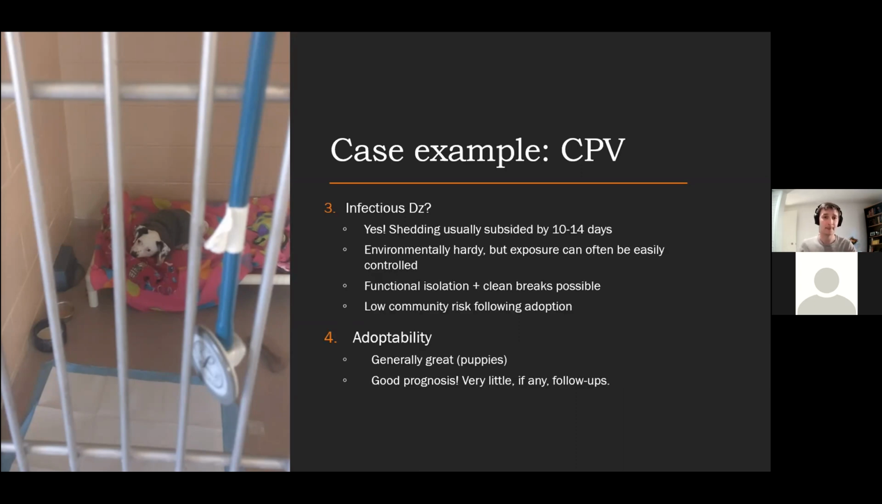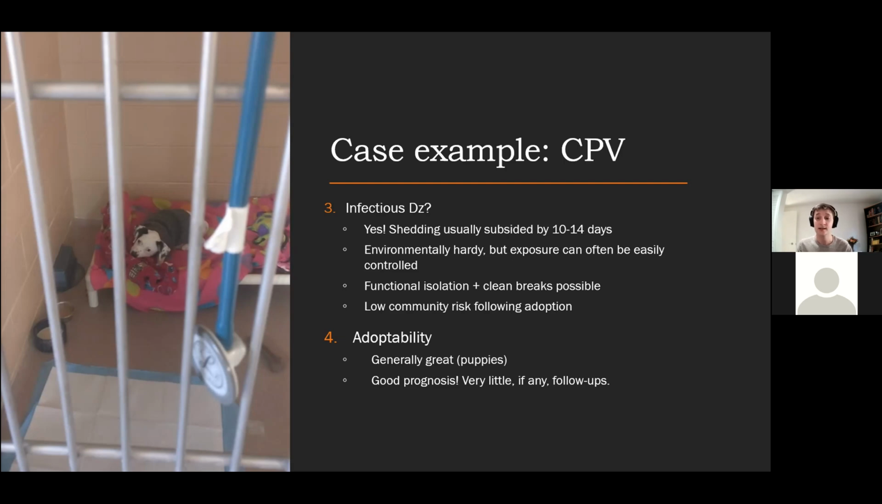Is it an infectious disease? Well, absolutely it is. And like we discussed, shedding is usually subsided by 10 to 14 days. It is something that is environmentally hardy, right? We all know it's the poster child for it. But exposure can often be easily controlled in parvovirus. Sometimes I feel like we're a bit too scared of it. So it's not aerosolized with double-sided housing and proper use of disinfectants.